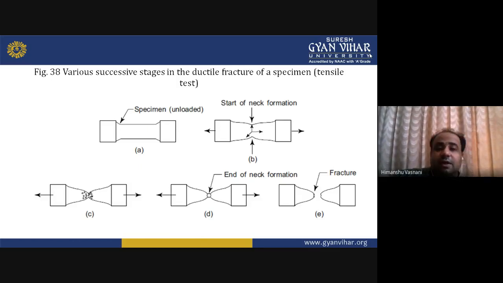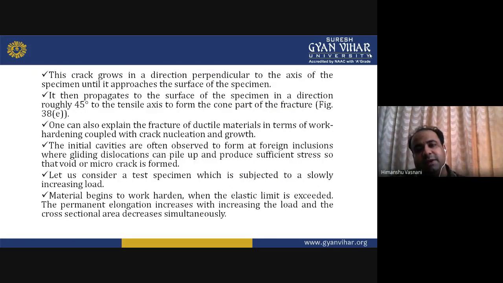And let's go ahead. Now the crack grows in a direction perpendicular to the axis of the specimen until it approaches the surface of the specimen. It then propagates to the surface in a direction roughly 45 degrees to the tensile axis to form the cone part of the fracture. One can also explain the fracture of ductile material in terms of work hardening coupled with crack nucleation and growth. This is very important.